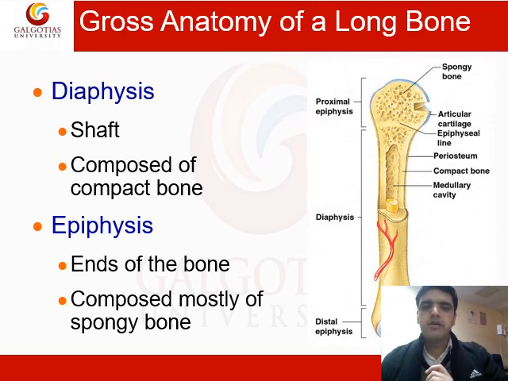Next, we are going to study the gross anatomy of a long bone. If we study the structure of a long bone, it can be divided into two regions: the diaphysis and the epiphysis. The epiphysis represents the ends of the bone and the diaphysis represents the shaft of the bone. Mostly the diaphysis is composed of compact bone and the epiphyseal area is mostly composed of spongy bone.